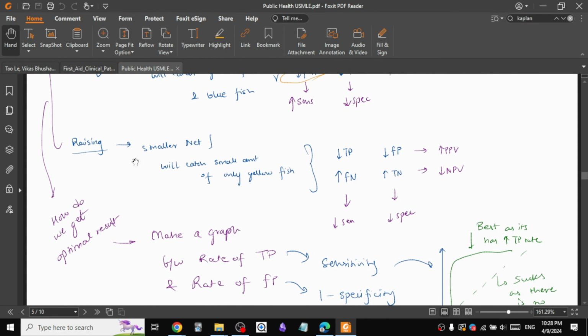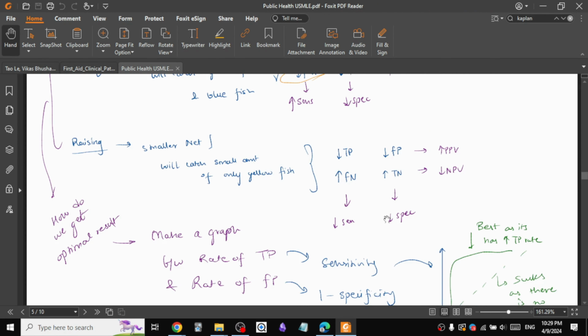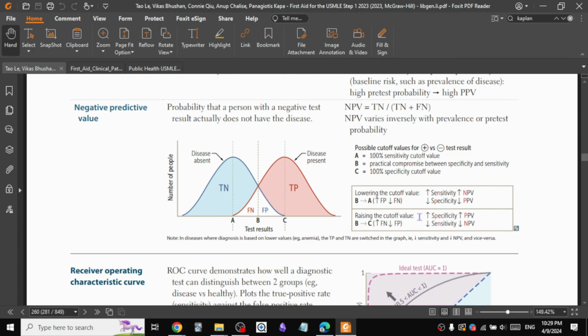Now raising the cutoff value, I'm casting a smaller net, right? I'm casting a smaller net, and I will catch a small amount of only yellow fish, the only fish I actually want. Okay. So raising the cutoff value will increase what? This should say increase specificity, by the way. You see? So raising the cutoff value will increase the specificity. Okay. So I'm decreasing my sensitivity. I'm increasing my specificity. Increasing my specificity and decreasing my sensitivity.